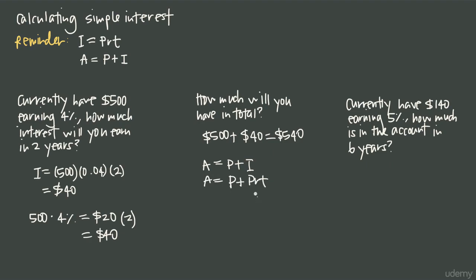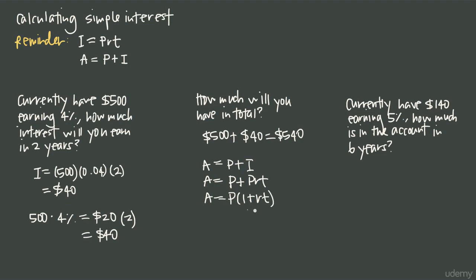PRT. And then we could factor out a P from this, if we wanted to, and say P times quantity 1 plus RT. So we just pulled the P out in front. Factoring P out of just P leaves us with 1. And then factoring P out of PRT takes the P away, leaving us with just RT. And the reason I wanted to bring this up is because you'll often see this amount formula written this way, P times the quantity 1 plus RT.